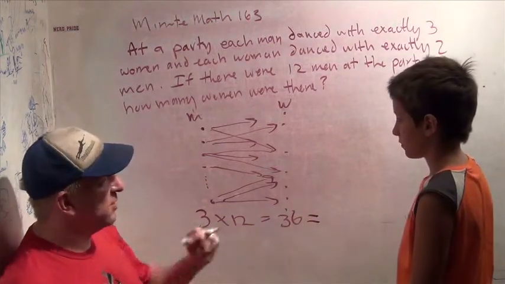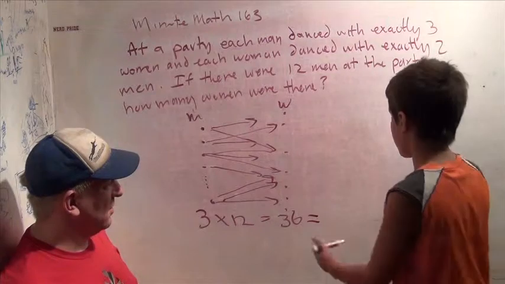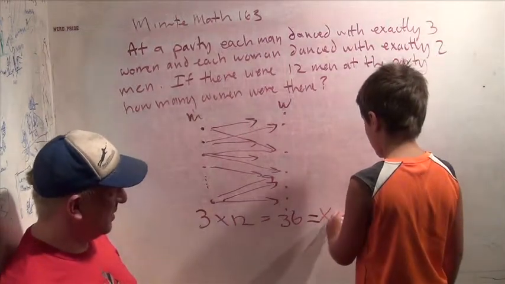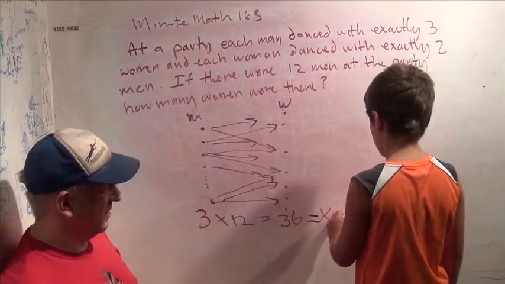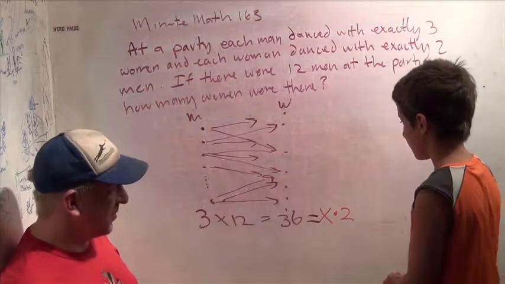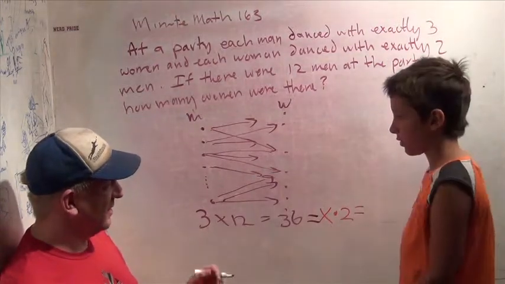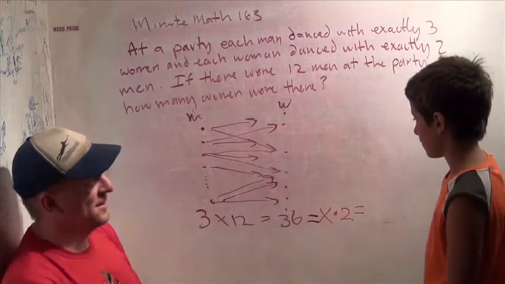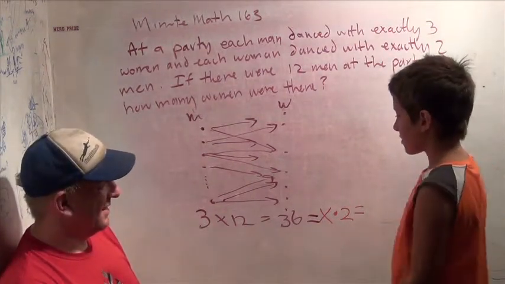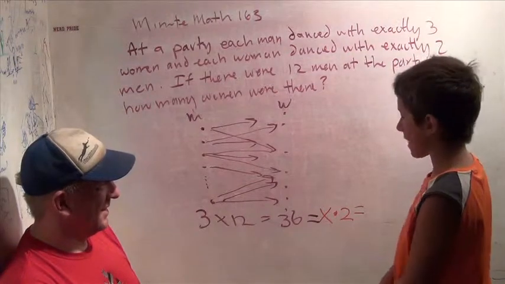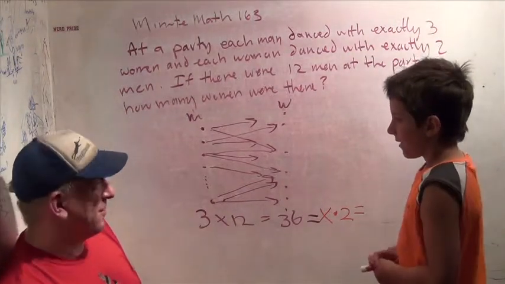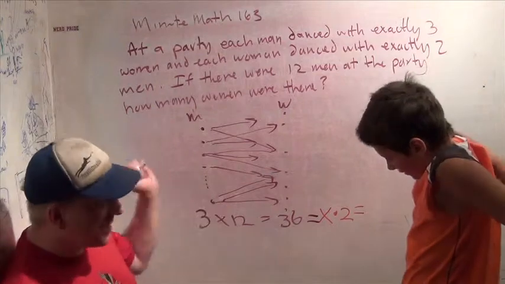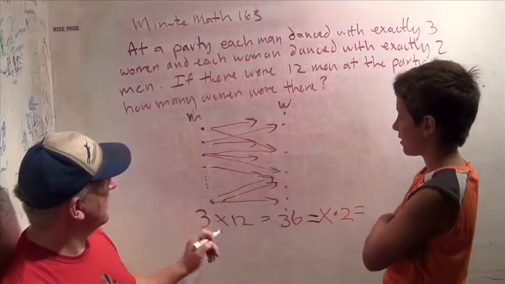Write the equation for the women. It's X women times 2 men equals... This should also equal 36. So how many women are there? X times 2 equals 36, so there are 18 women. Okay, and this is a tough problem. Don't get frustrated. This is a tough problem.